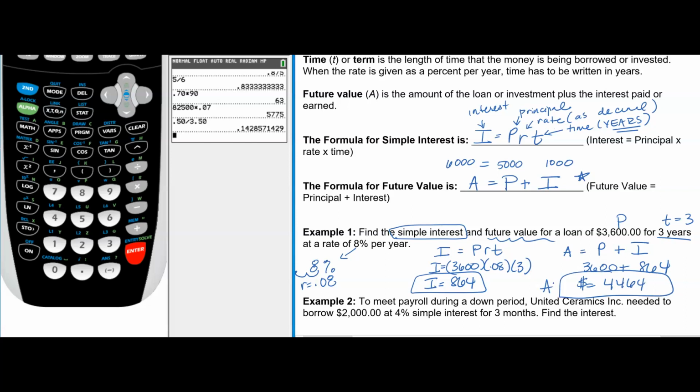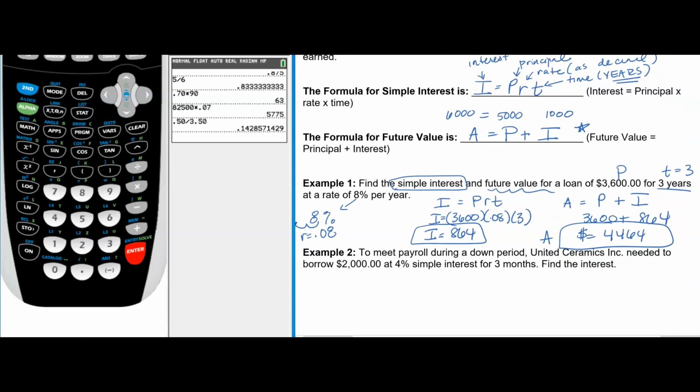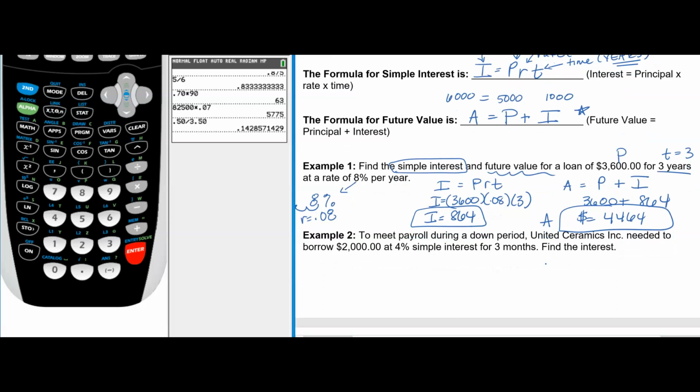Okay, so let's look at example 2. To meet payroll during a down period, United Ceramics Incorporated needed to borrow $2,000. So if they're borrowing, that's going to be your principal, at 4%, so 0.04 is the rate, for 3 months. Now, anytime you see the word months, a red flag should go up in your head, and you should think, okay, T is normally in years, so I'm going to have to convert that. So ask yourself, how many years is 3 months?